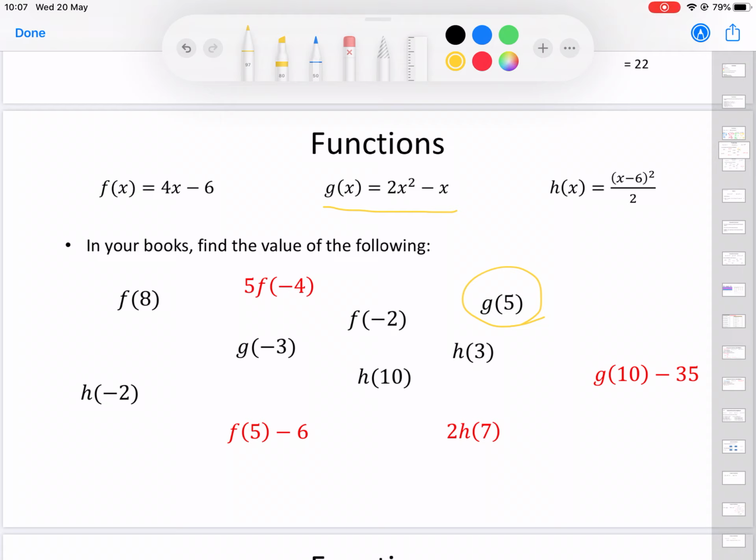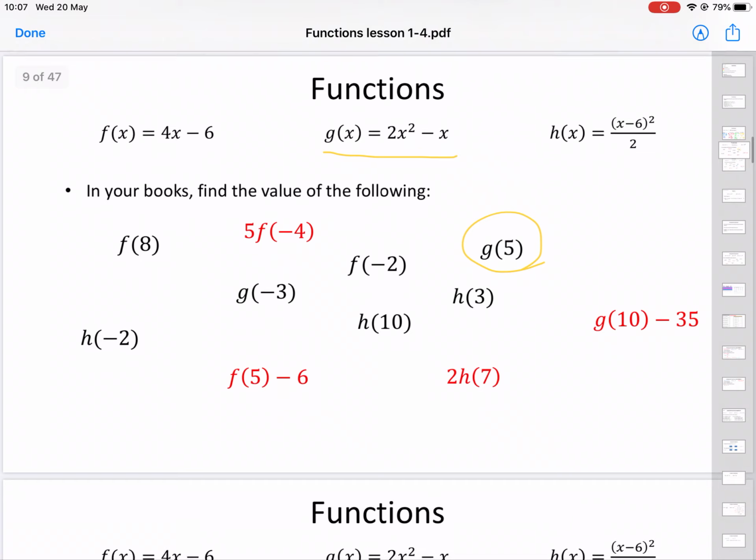Okay. Now, the ones I've highlighted in red are slightly trickier than the other ones, so try those if you want a bit of a challenge. But as I said, try about 5 of them. So pause the video, try 5 of them, and when you're ready, press play.